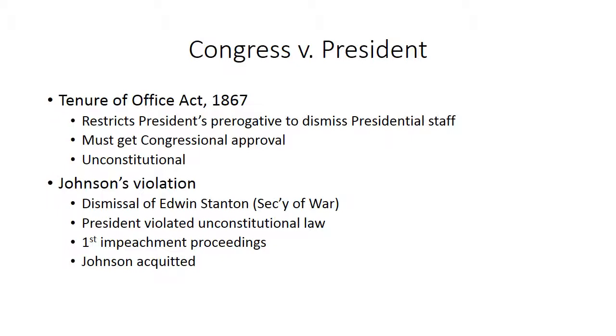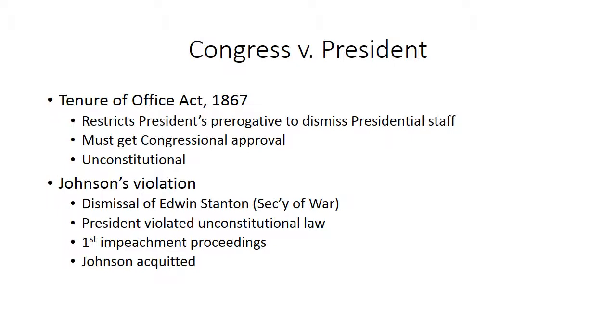Now, Congress versus the president. This is where the showdown. The showdown already has started with, we talked just before that, they had passed the Civil Rights Act in 1866, and Johnson vetoed that, and Congress overrode his veto. It was the first override of a presidential veto. Okay, now they're going to pass the Tenure of Office Act in 1867, and you see there what it stipulates, that it restricts the president's prerogative to dismiss presidential staff. He has to get congressional approval for any appointees.